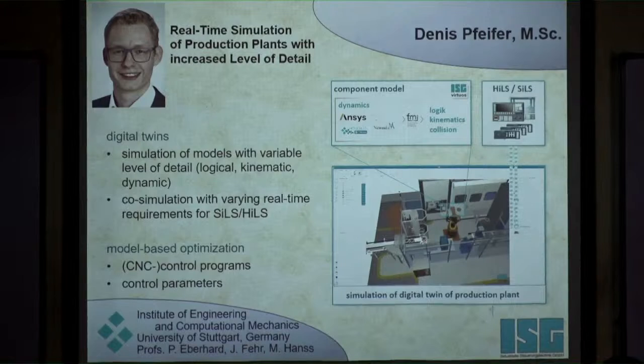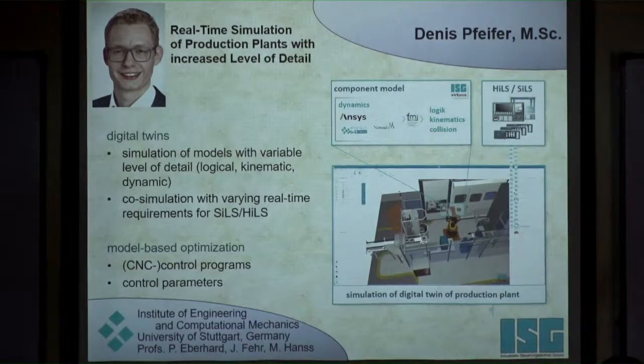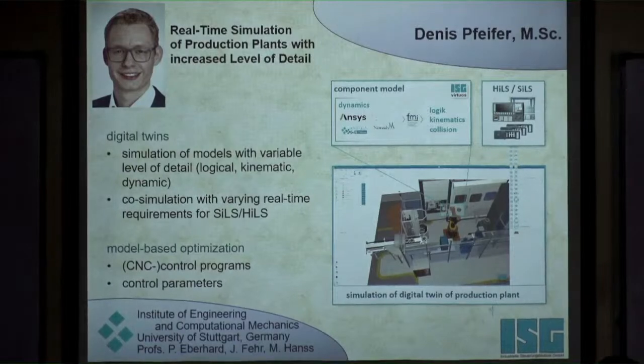For example, a year ago or so, I had a person from the Rolls-Royce company in my office. They're producing ship engines, and then he showed me some measurements.